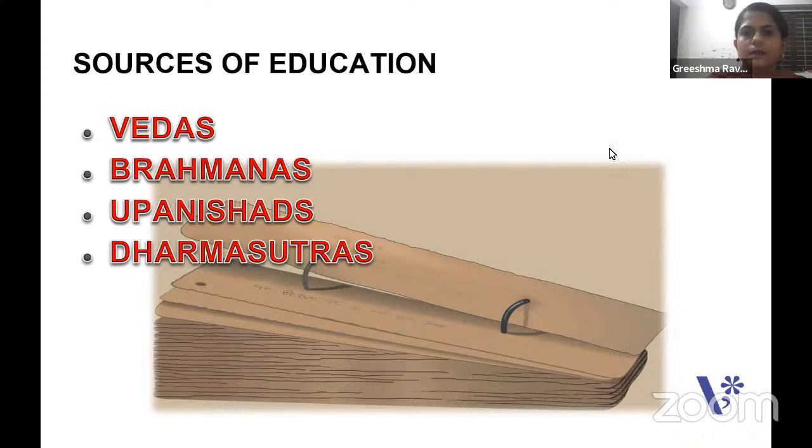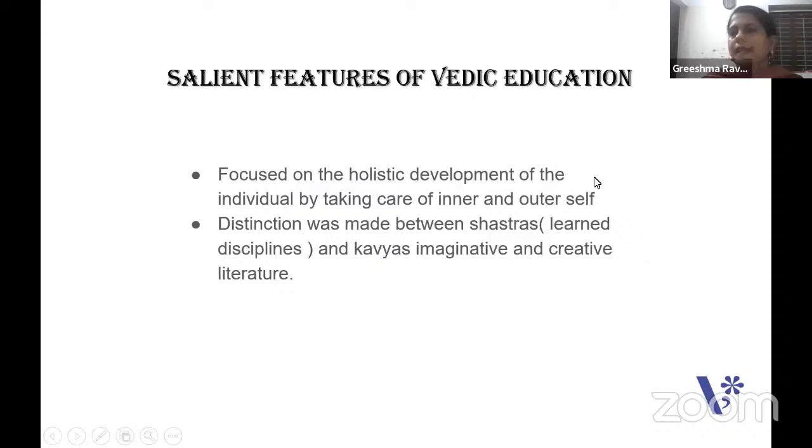Then salient features. They focused on holistic development, the overall development of the child. That means inner self and outer self. They focused on everything. Character development was important. And during that time, a distinction was made. This was also a statement type question. A distinction was made between Shastras, learned disciplines or science subjects, and Kavyas, imaginative and creative literature. There was a distinction between science subjects and literature subjects.